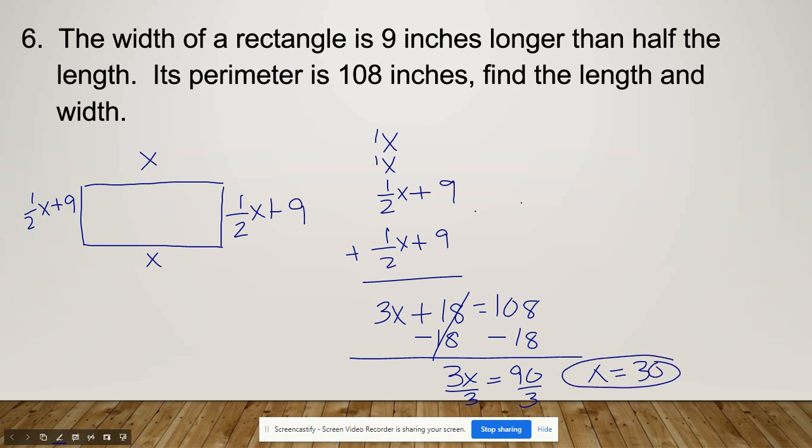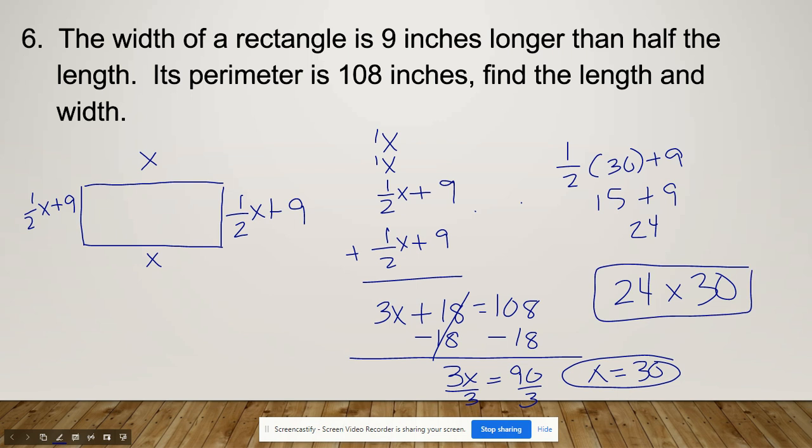So now 30 is the length. We plug that in for the width. Half of 30 is 15, plus 9 is 24. So my dimensions are 24 by 30. When you type it into formative, I always put the smaller dimension first, so it's width times length.